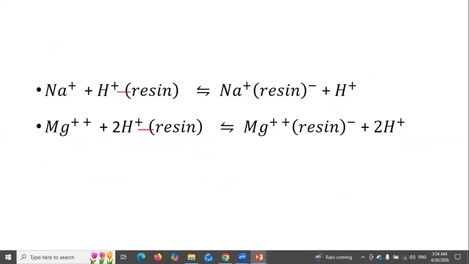Resin have the H+ and Na+. The H+ is exchanged. In another example, the magnesium also exchanges with the resin.